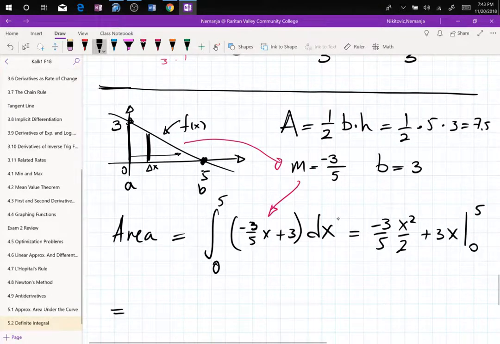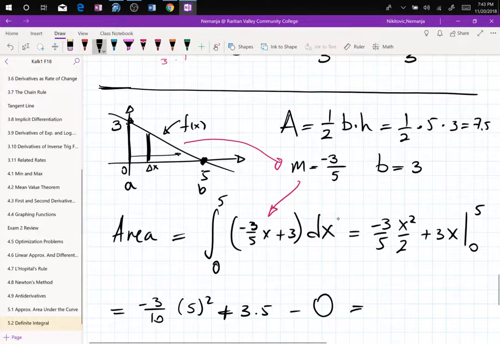So this is going to be negative 3 over 10 times 5 squared plus 3 times 5, right, because 3 times x, minus big fat 0, because when you plug in 0 into x squared and plug in 0 there, it's just going to be 0 everywhere. I'm going to steal one of the 5s and cancel with 10. So I have negative 15 over 2 plus 15, which is 15 over 2.